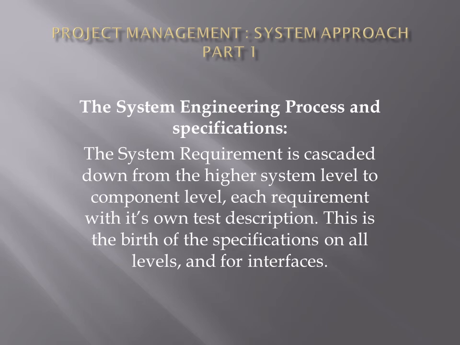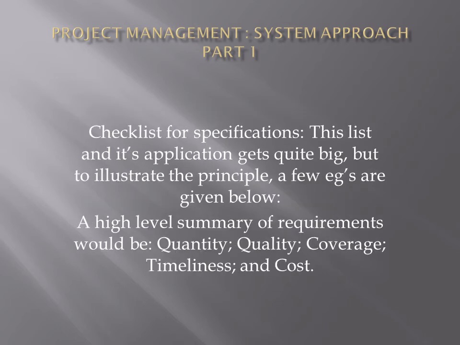The system engineering process and specifications. The system requirement is cascaded down from the higher system level to component level, each requirement with its own test description. This is the birth of the specification on all levels and for interfaces. Checklist for specifications. This list and its application gets quite big. But to illustrate the principle, a few examples are given below.